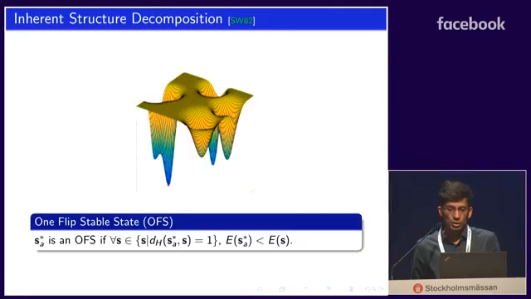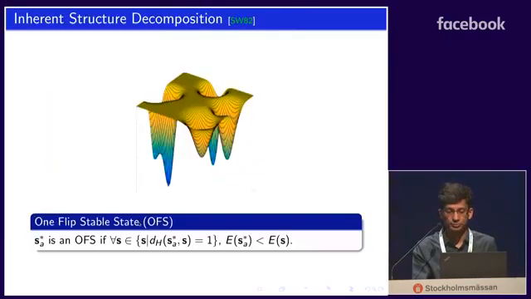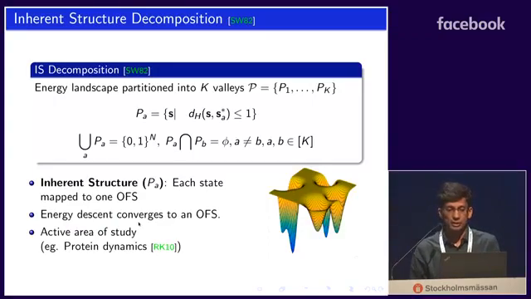Stillinger and Weber, way back in '82, studied the energy landscape of the spin glass Ising model. They showed that it exhibited a very interesting structure with multiple local minima, or one-flip stable states, as they called them, which are denoted by these blue valleys. These one-flip stable states are nothing but the joint modes of this probability distribution. In fact, they showed that this energy landscape could be partitioned into k valleys, or inherent structures, as they called them, each corresponding to one one-flip stable state. Further, each state mapped to exactly one inherent structure. Given an inherent structure, if we conducted energy descent, we would reach the same one-flip stable state.